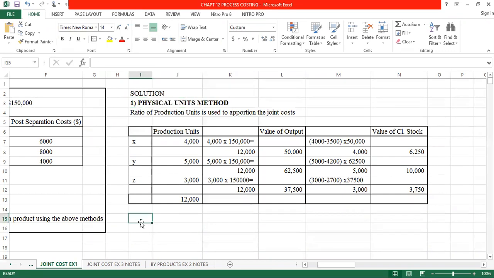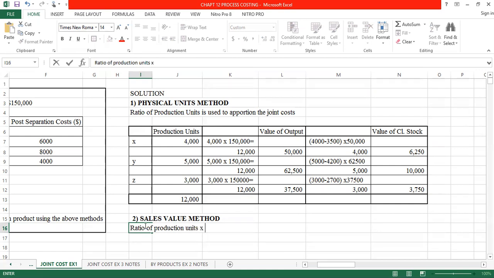So we want to go to method 2. Method 2 is the sales value method. Using the sales value method, what do we use in this case? Here we use the ratio of production units times selling price per unit, which is used to apportion the joint costs.